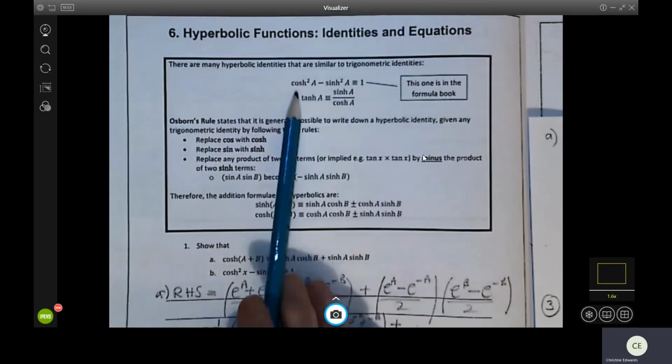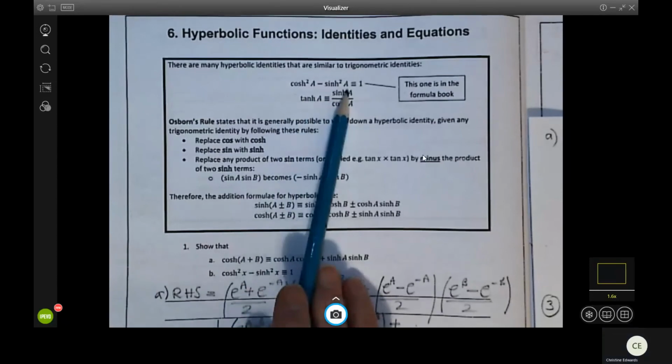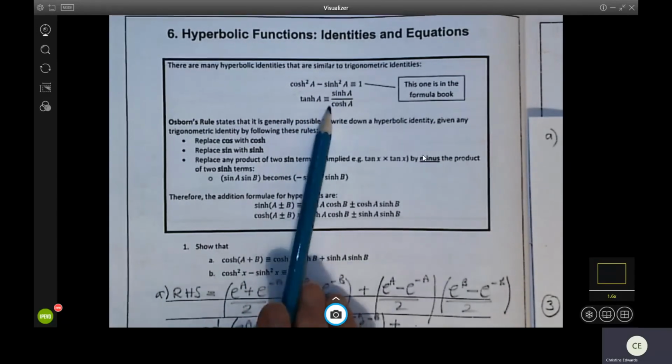So you'll see that we've got two that look almost familiar. This one being very similar to sine squared plus cos squared equals 1, and this one very similar to tan equals sine over cos.